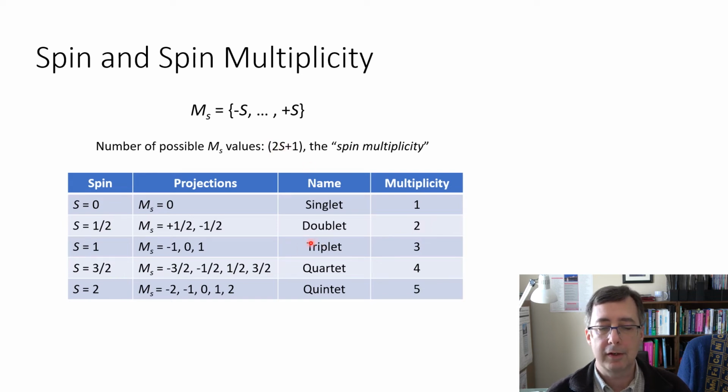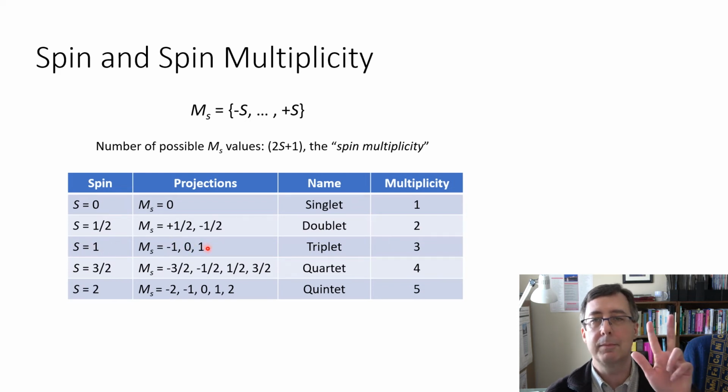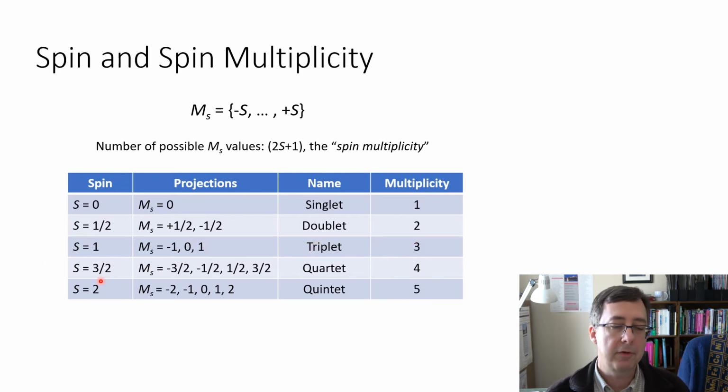The triplet, we saw an example of that. That's if s equals 1. Now m sub s could be minus 1 or 0 or 1, so there's 3 possibilities. So it's a triplet with a multiplicity of 3. If you're at s equals 3/2, then you can go minus 3/2, minus 1/2, plus 1/2, 3/2. Notice this one doesn't go through 0, neither did that one, because you have to have unit jumps. Because there are 4 possibilities, it's called a quartet, and the multiplicity is 4, and it does fit this formula.